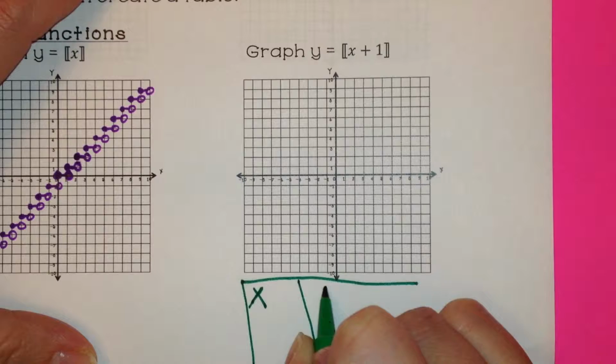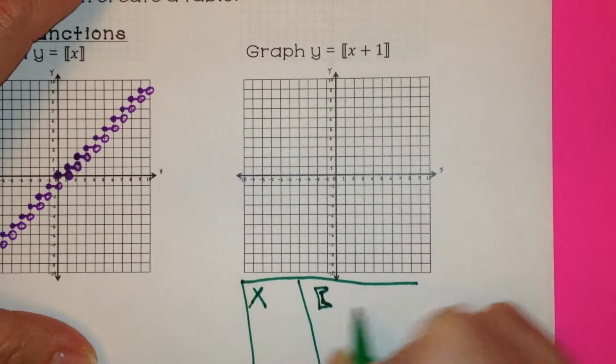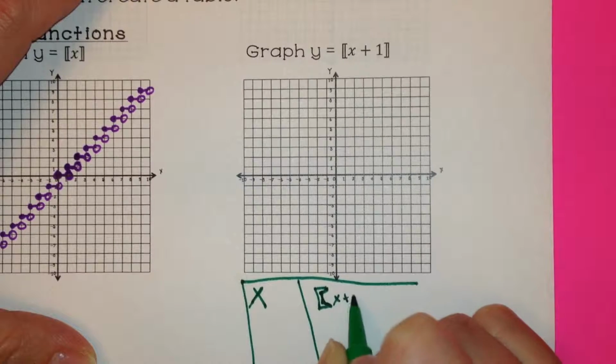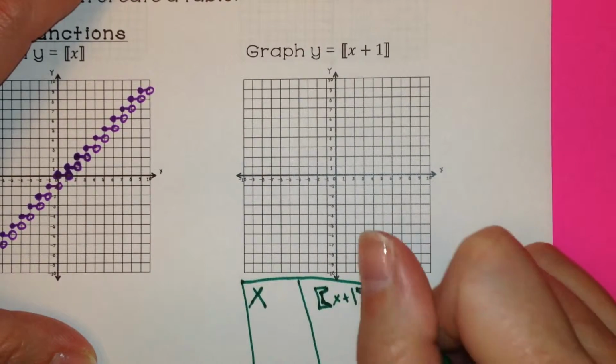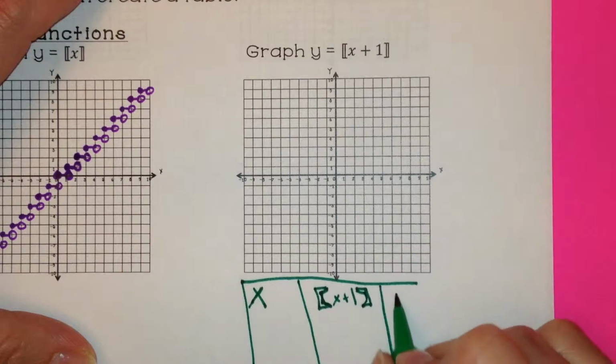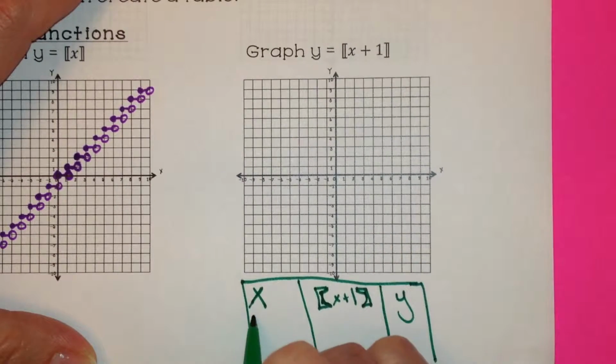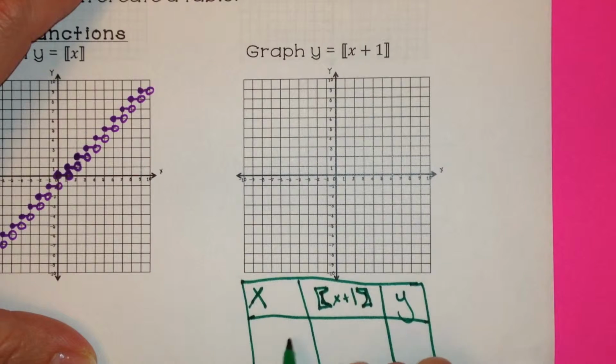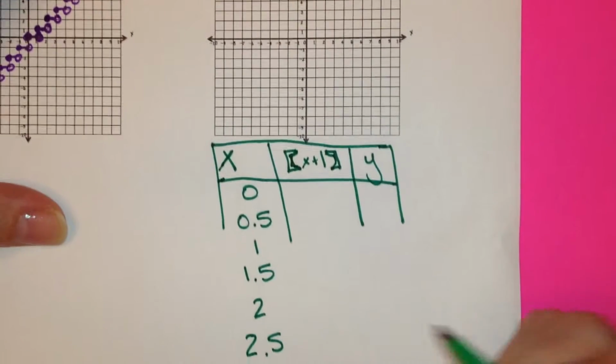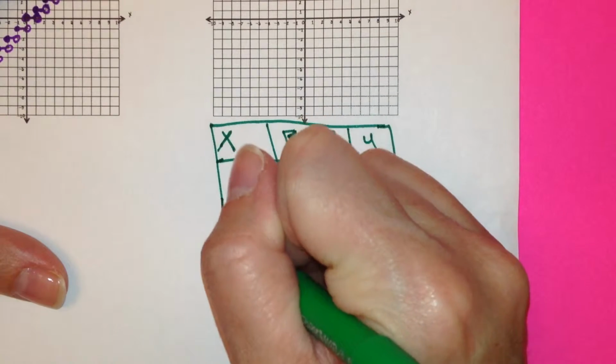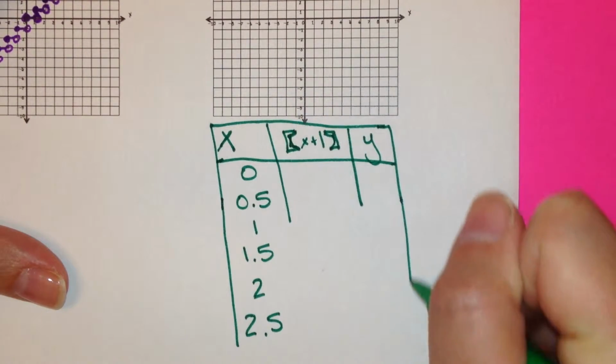I'm going to plug it into greatest integer of x plus 1. My brackets are not perfect, but that's okay. And I'll get out y. So I'm going to create the table. Again, I'm going to choose values 0, 0.5, 1, 1.5, 2, and 2.5, just so we can see what's happening between the integers also.